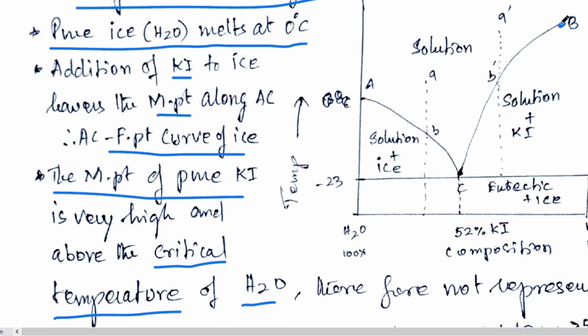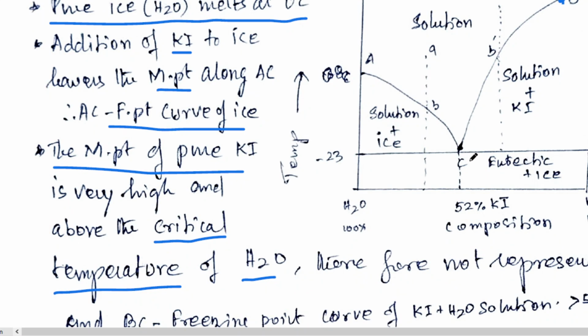And in that case, I am taking KI here and I am cooling. When I add more water to that, the melting point also decreases. The temperature at which it becomes solid, the melting point or freezing point, decreases, decreases, decreases. And this is the freezing point curve of a KI-water solution.